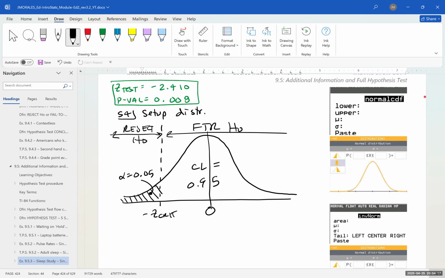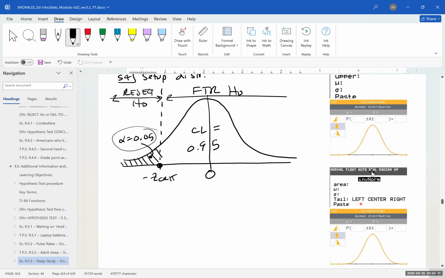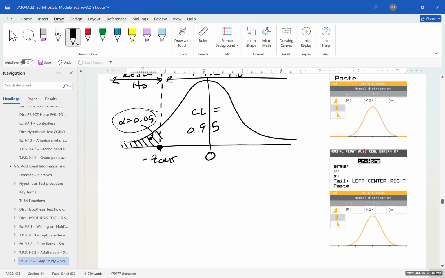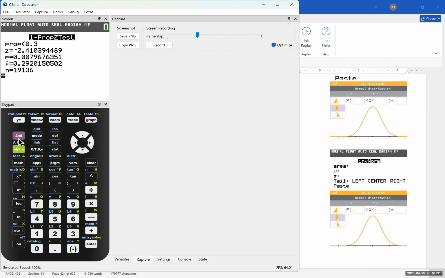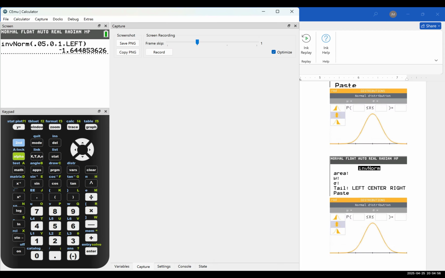Now we just have to figure out this critical value. To convert this area into a value on a number line, we're going to use our inverse distribution function. Let's quit out of this, go to the distribution, and go to inverse norm. An area of 0.05, mean of 0, standard deviation of 1, area to the left. Paste and enter, we get negative 1.645.